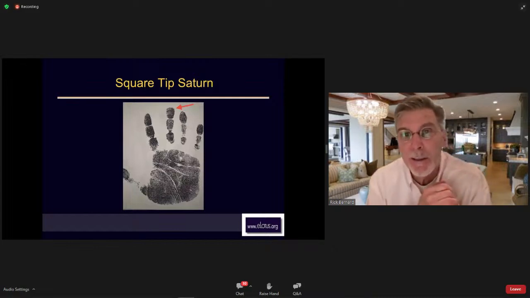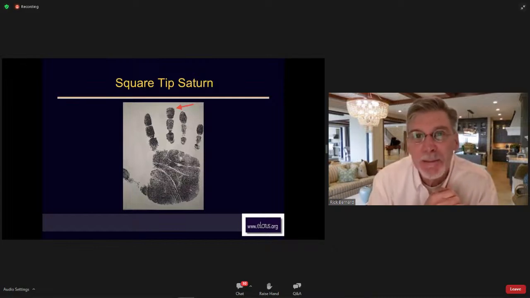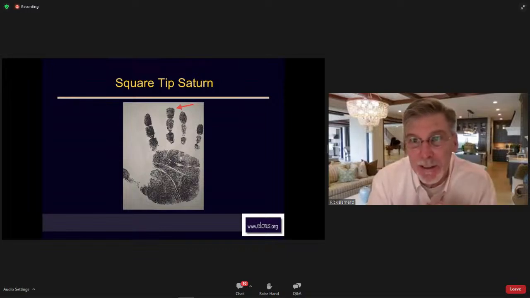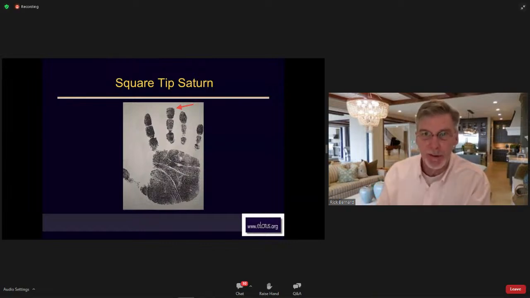And this is a square fingertip. You can see how square the Saturn finger is. Saturn's the finger that tends to get the most square. Saturn is kind of a square personality anyway. They're very conservative, cautious, serious-minded, detail-oriented, want to get things done. They're the person that drives the car when everybody else is drunk, more responsible type. The square tip just kind of adds to those characteristics.